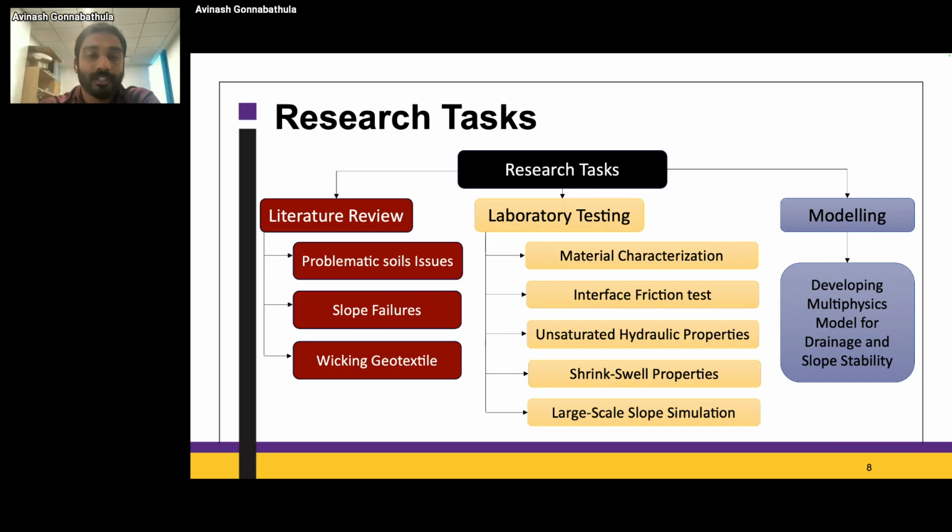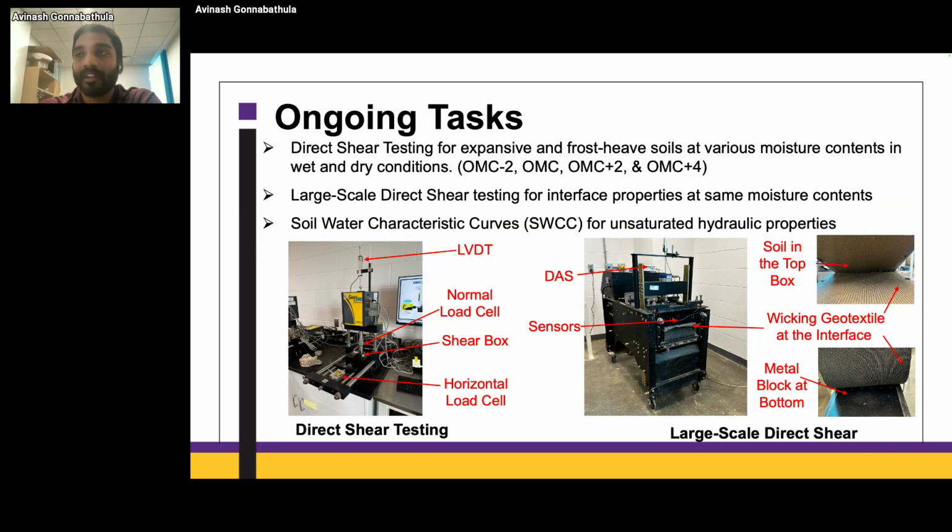Yes. Our research tasks include literature review, a few laboratory tests, and modeling. In the laboratory testing, it starts with the material characterization. As I mentioned earlier, we are doing this for expansive soil and also frost heave soil, so all the laboratory tests are done for both the soils. The tests are material characterization, interface friction testing, unsaturated hydraulic properties, shrink-swell properties, and large-scale slope simulation. Currently, we are working on the direct shear tests and large shear tests for both expansive and frost heave soils with various moisture contents, primarily focusing on the wet side, which is the problematic case.